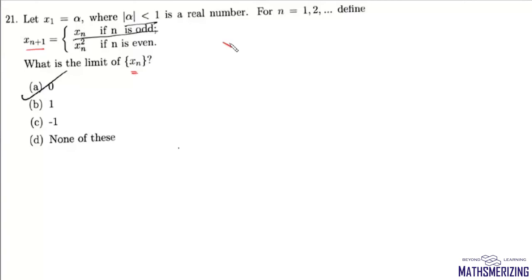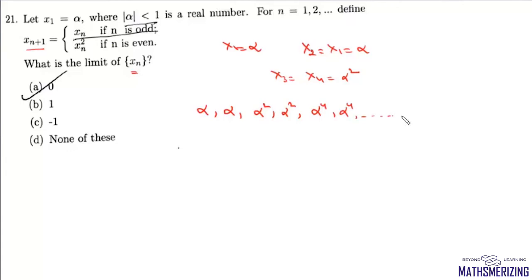Now we are given that x1 is alpha. For x2, the value of n is 1 and if n is odd, it is equal to xn, so x1 equals x2 and it is equal to alpha. Now for x3, the value of n is 2 and if n is even, it is xn square. So x3 equals x4 equals alpha square. So the sequence will be alpha, alpha, alpha square, alpha square, alpha to the power 4, alpha to the power 4, and it will continue like this.